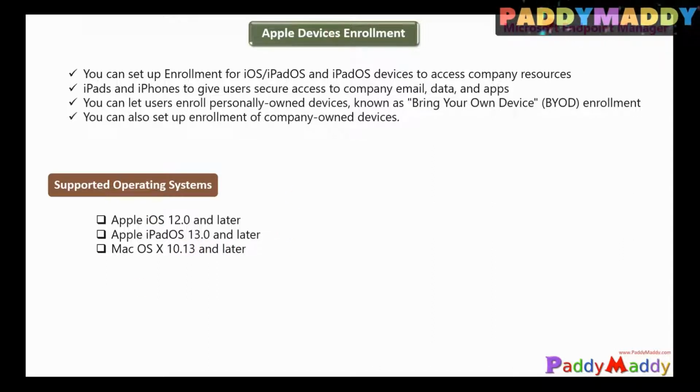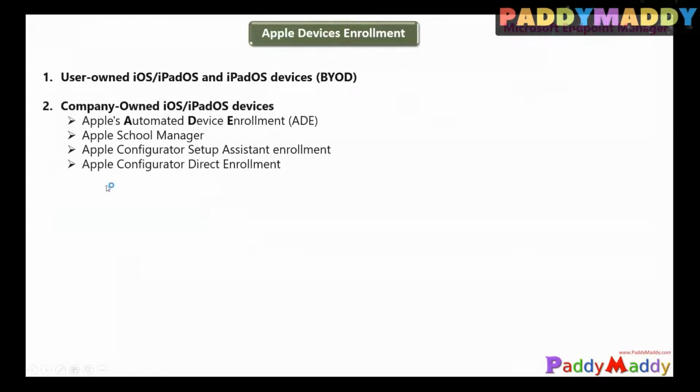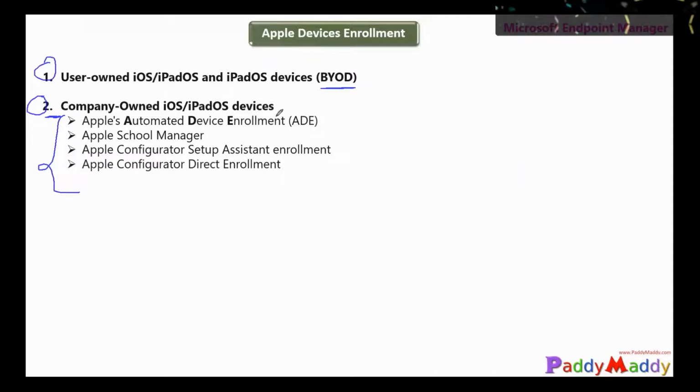So now, as just mentioned, you have bring your own device and corporate, which is a company-owned device. For company-owned, there are four different types. At this point, you can easily remember that there are two types: one is bring your own device, the other is corporate-owned. It's hard to remember on the first attempt, but try to remember ADE, which we mostly use, called Apple Automated Device Enrollment. This is more specific to enrollment, and the other configurations are explained in a different way.